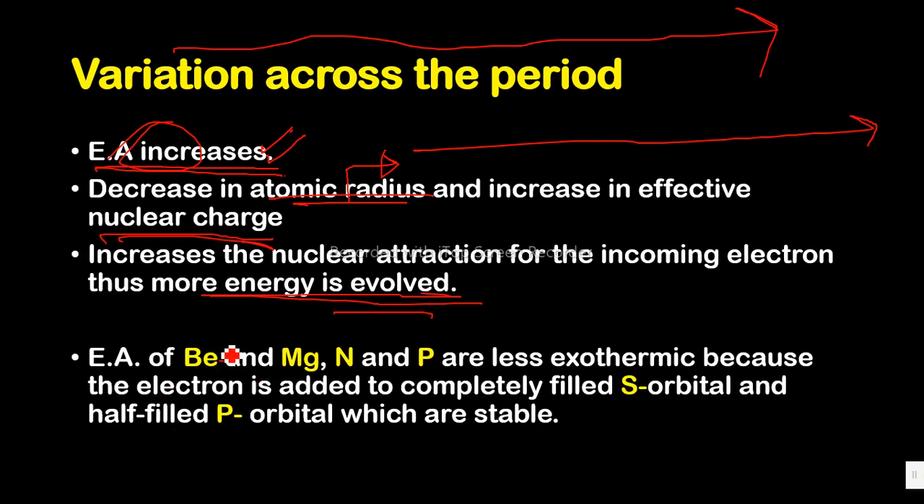The electron affinities of beryllium, magnesium, nitrogen, and phosphorus are less exothermic. They are low compared to other elements. Why? Because these ones have stable electronic configurations. Let's talk about beryllium. Isn't it atomic number 4? Which is 1s2, and then 2s2.